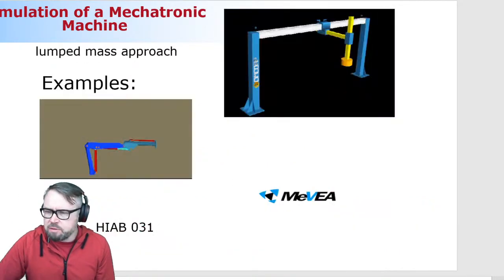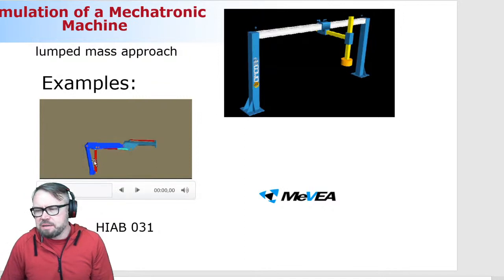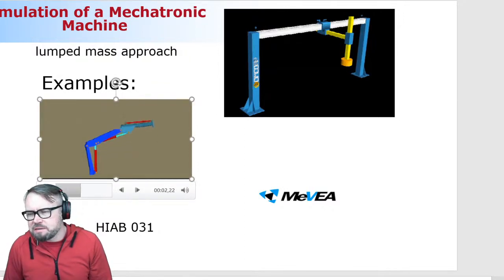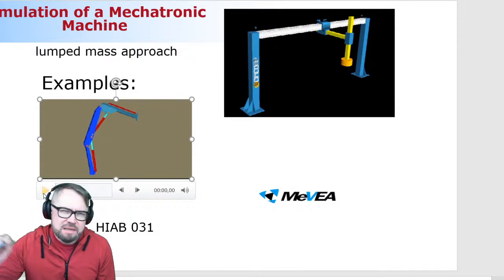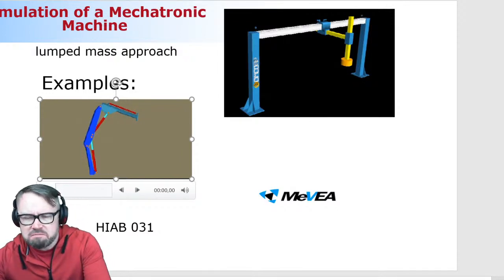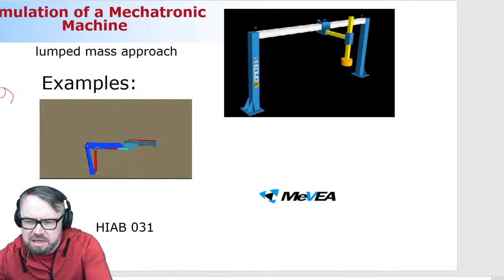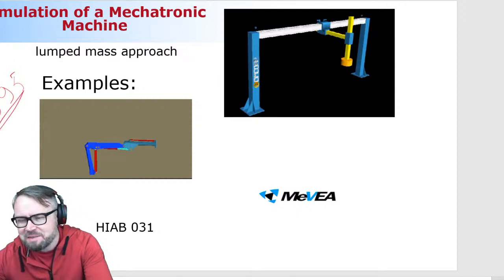Okay, examples. Look at this. These are models that are no longer very fresh. This one, I'm guessing just here, I think it was made in 1985. That's a while ago.